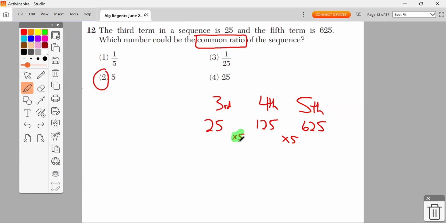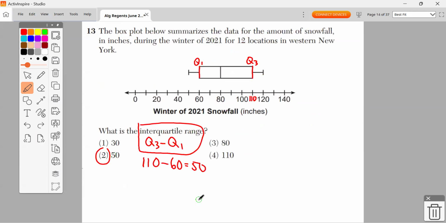Well, 25 times 5 is 125, times 5 again is 625. So that means our common ratio, which is what we're multiplying by each time, is 5. Choice number 2.